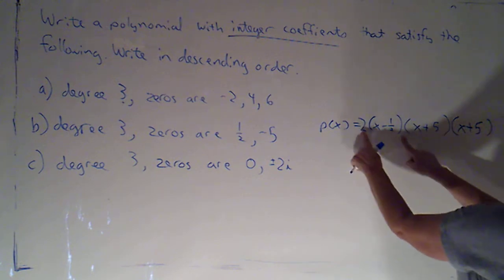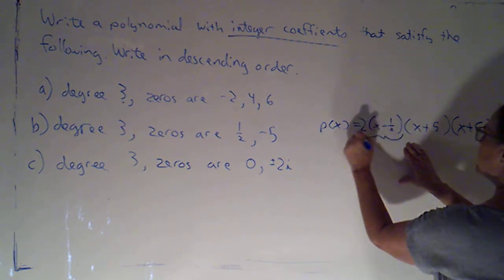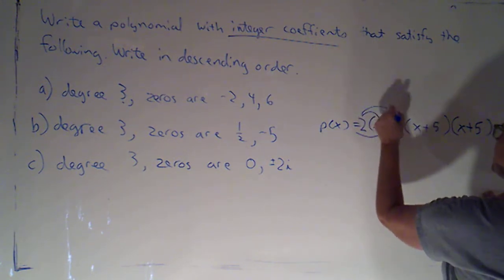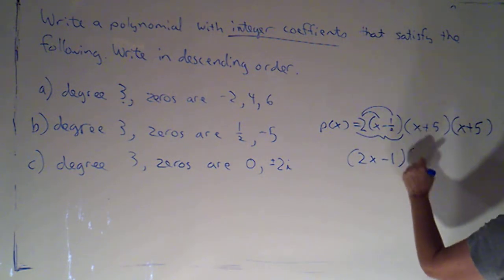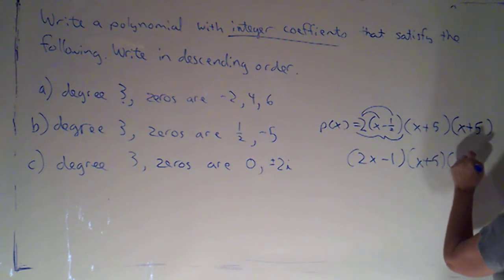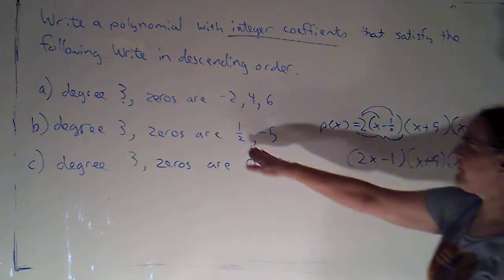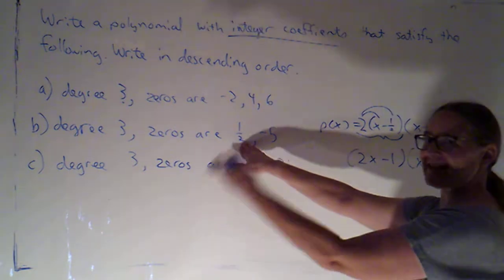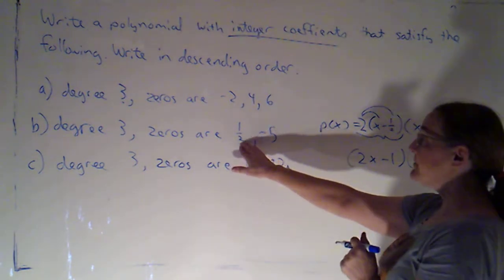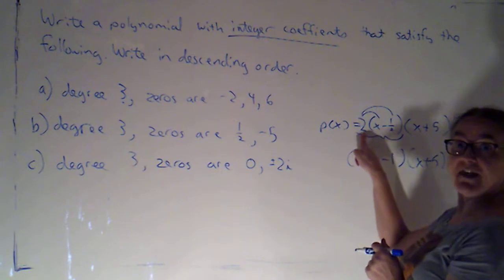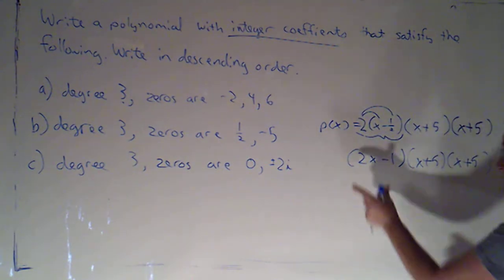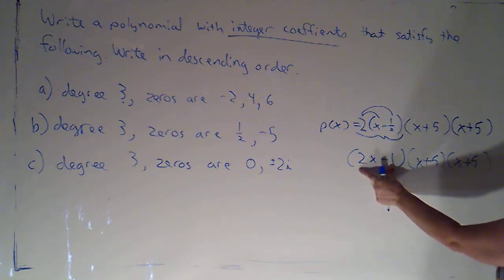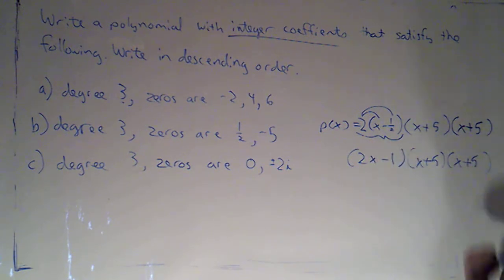In particular, I could multiply by 2. Now, if I multiply by 2, and I group these two and do that first, notice when I distribute that 2, that's going to become 2x minus 1. That got rid of the fraction. So I can always do that. If I have x minus a fraction, and I simply multiply by the denominator of that fraction, I will get a factor that corresponds to that same 0. If I set this equal to 0, I'm still going to get 1/2, but it doesn't have any fractions in it. That's kind of nice.